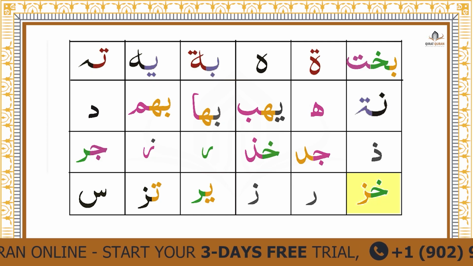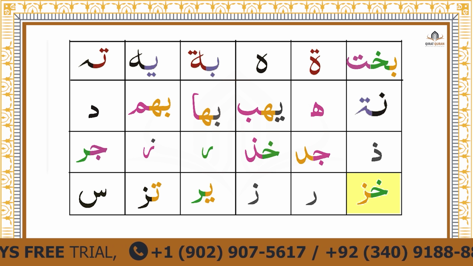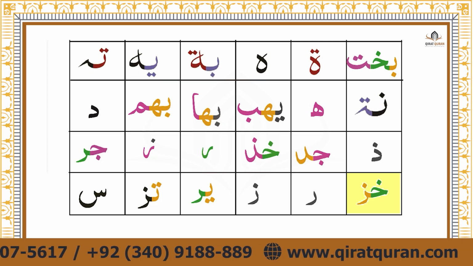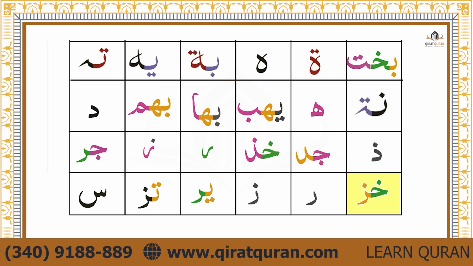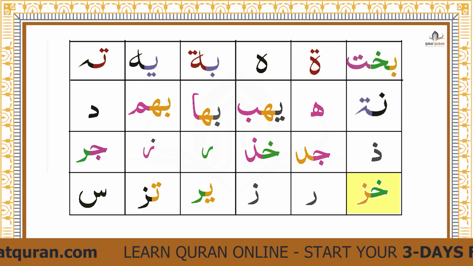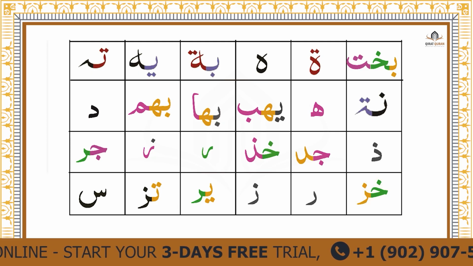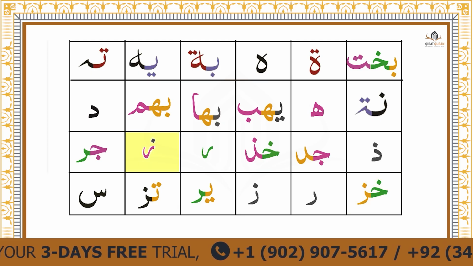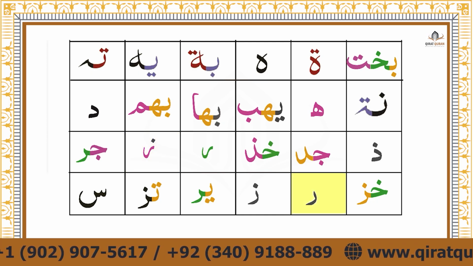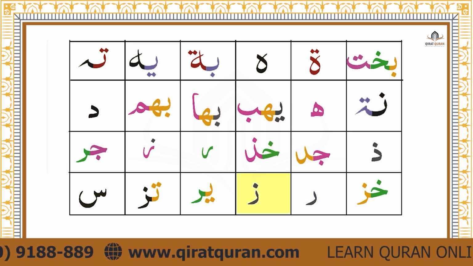Then the next two letters. The first one is kha, because of the formation of this letter, the upper part and the lower part, and also a dot at the top, which shows that this is kha. And then the next one is za. Za is similar to ra in that it also has two styles of writing. One is this here, and the second one is this here. So both of these are za. Then ra, here it is alone. Za.